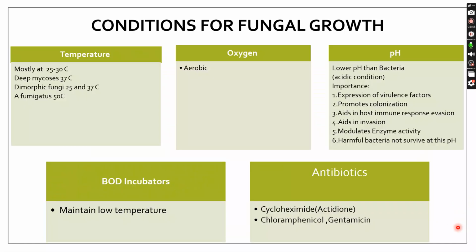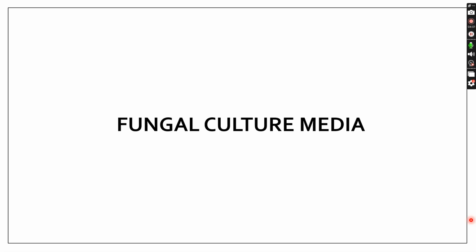Now the conditions for the fungal growth. Temperature, oxygen, mostly they are aerobic, and pH. For maintenance of the low temperature, BOD incubators are used, and antibiotics are also used to prevent contamination. So after the growth characteristics of the culture, we will go to the fungal culture media.